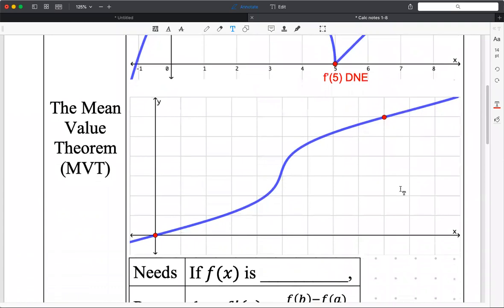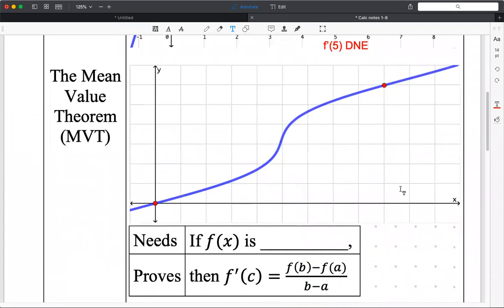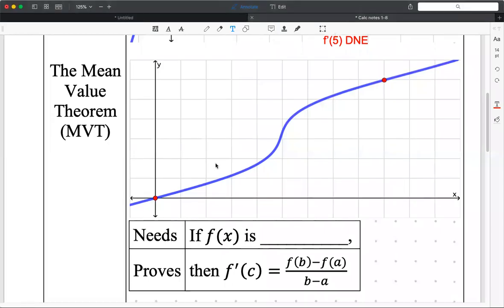So mean value theorem. Let's do our new stuff for today. I'll let you guys copy this down. Let's start with 1-6, average rate of change. Average rate of change is represented graphically with what? Graphically, it's represented by a line through those 2 points.